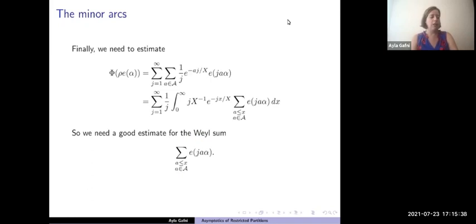And there are a lot of estimates on these. They exist quite frequently in the literature for various sets. So if you happen to have a set where these Weyl sums have already been studied, then your minor arc argument should actually be quite straightforward in that case.